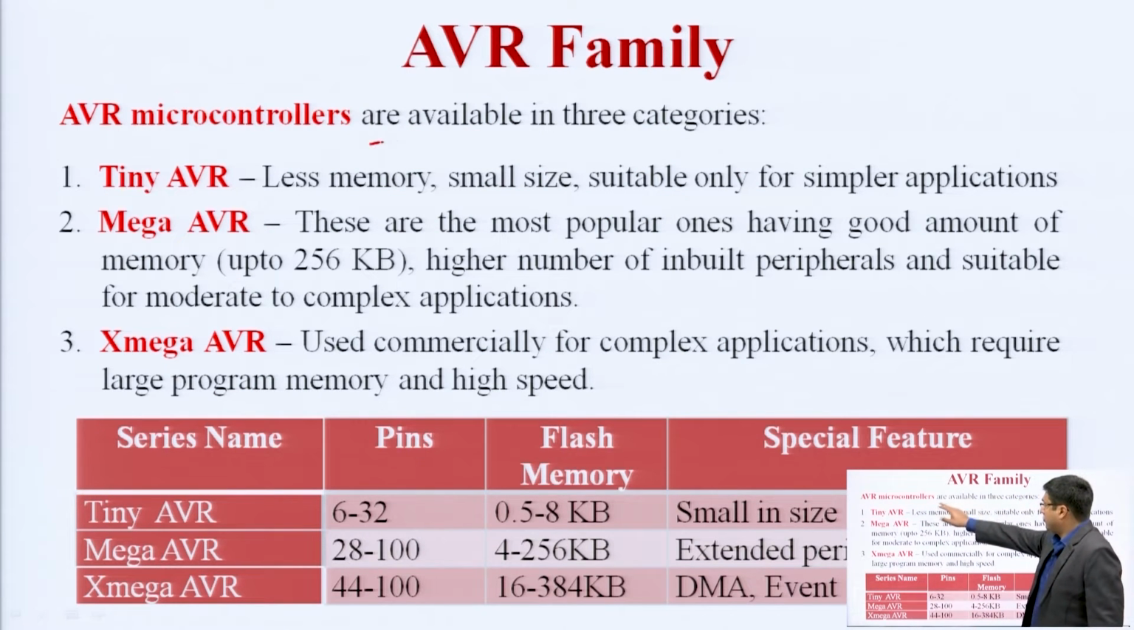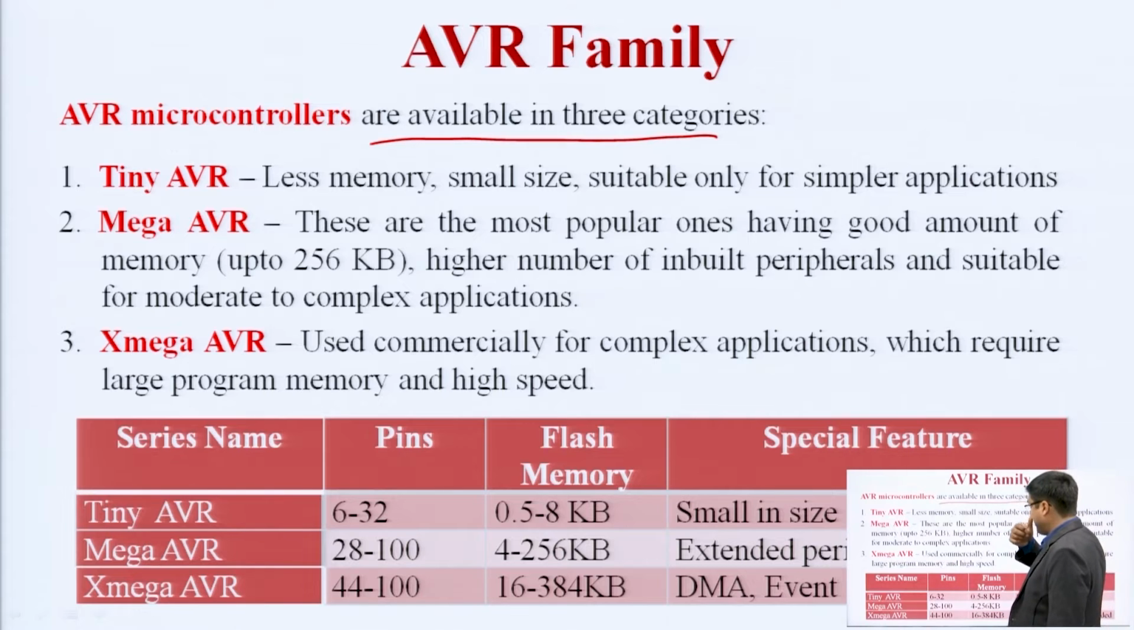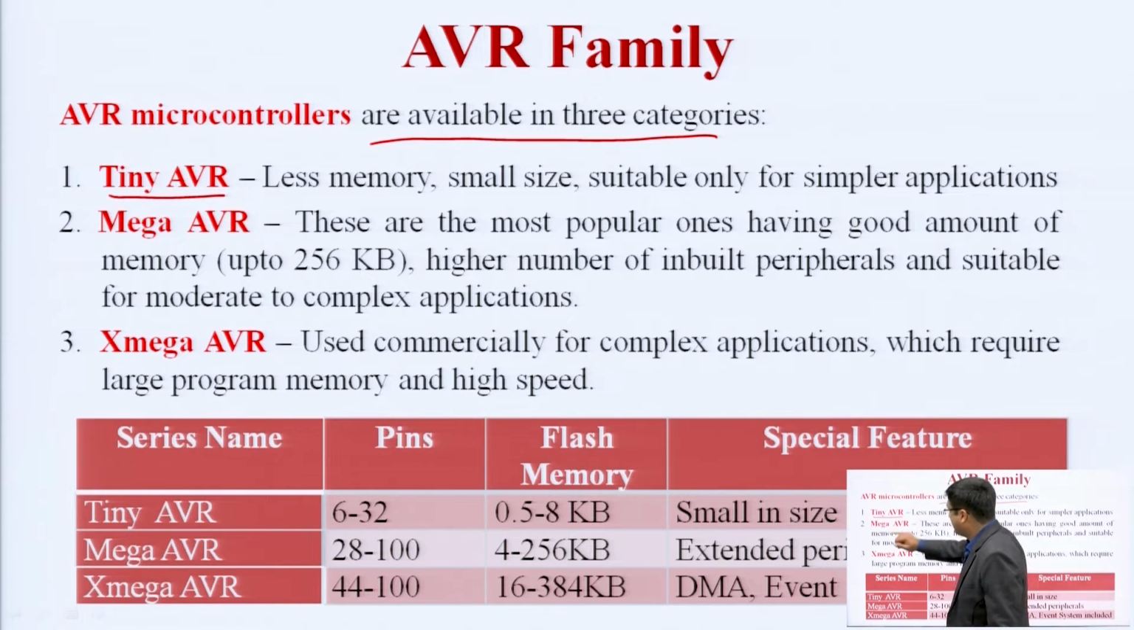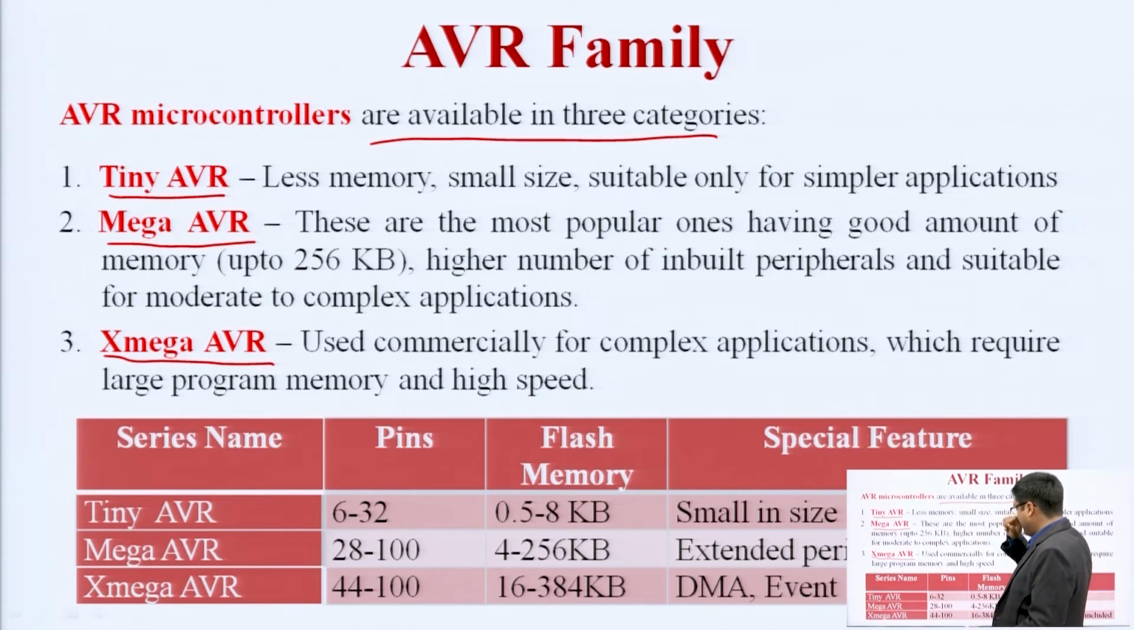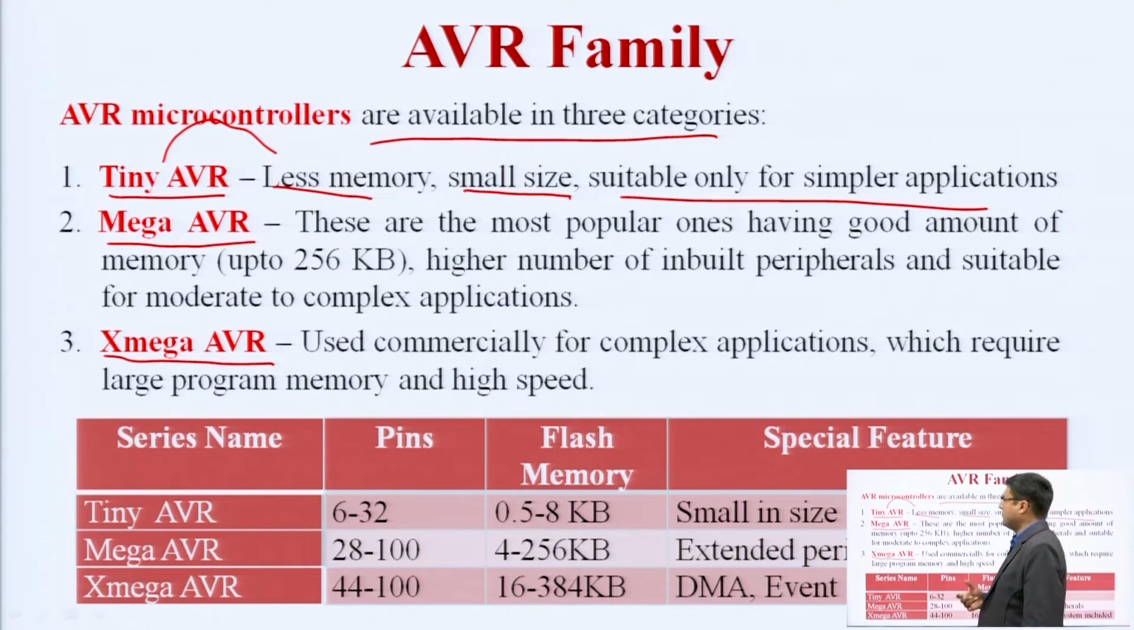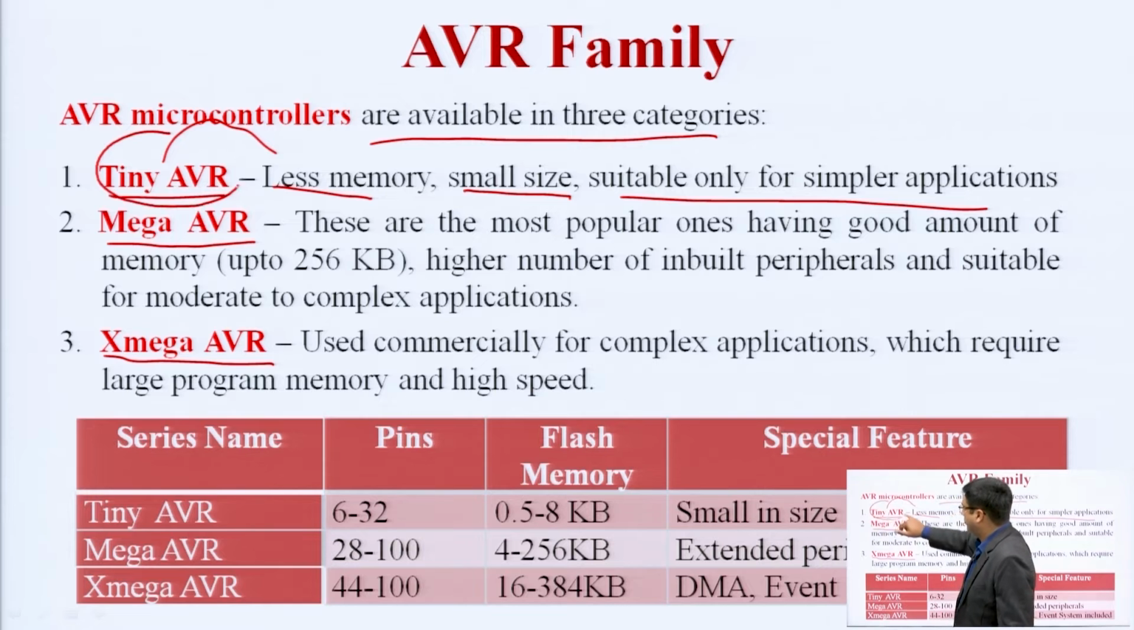AVR microcontrollers are available in three categories. The first one is the Tiny AVR, the second one is the Mega AVR, and the third one is the Xmega AVR. Tiny means, as the name implies, something small in quantity or size. So Tiny means it has less memory, it is small in size, and it is suitable only for simpler applications, which require less processing speed and less frequency. So Tiny AVR is devoted to that.